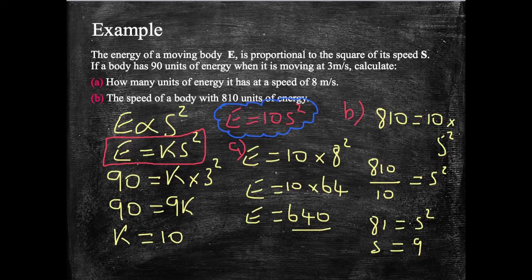9, this is going to be meters per second. Meters per second. Okay, done. So notice that what we've done in this example is we've started off just reading the question and writing down a formula. We ended up doing quite a lot of work before we even got to part A and part B, but we managed to work it out. Let's have a look at another example.